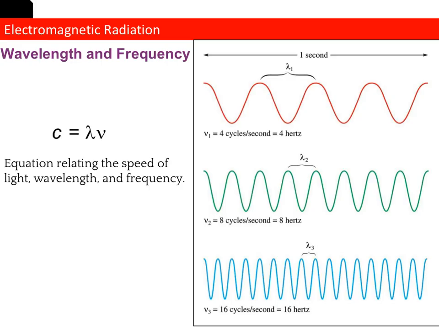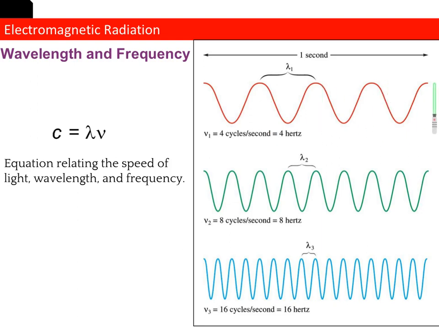Now, how do these variables all relate? Well, in this nice formula right here, speed of light is equal to frequency times wavelength. This picture on the right just shows a representation of what frequency really is. Each of these waves of light represent 1 second of time passing. And this particular wave hits 4 cycles per second.